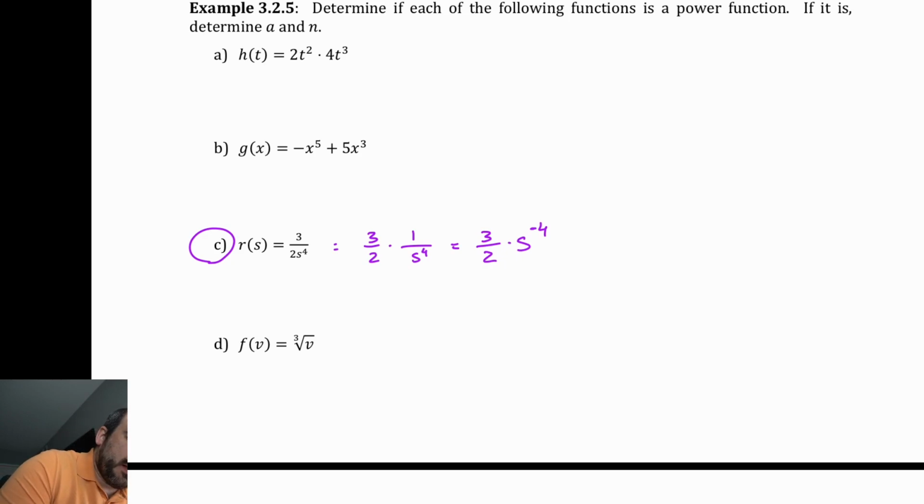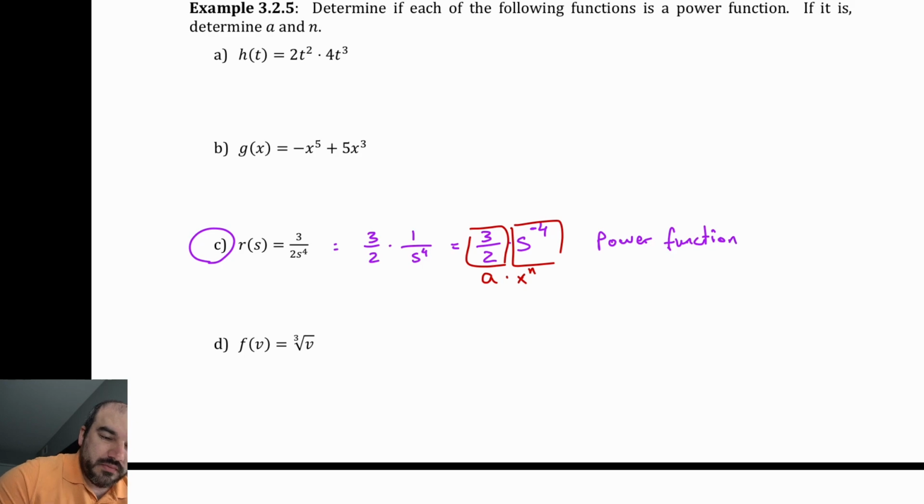Now that we have it written like this, we see that this is the a, and this is essentially like our x to the n power, right? So we have something in the form of ax to the n, which means the answer here is yes. I guess we should write power function instead of yes. Power function. If it is, determine a and n.